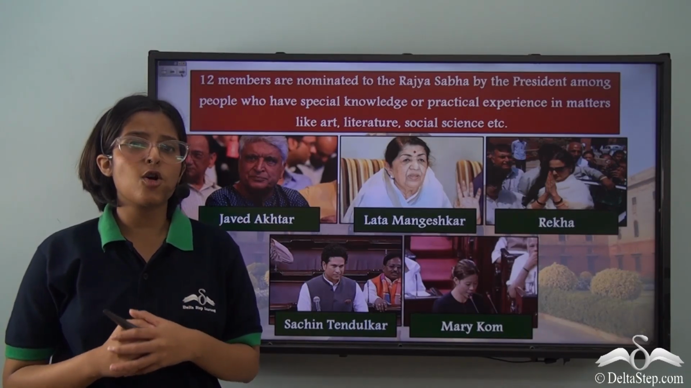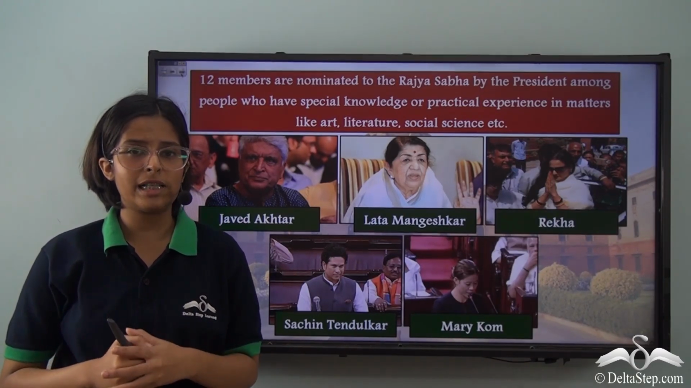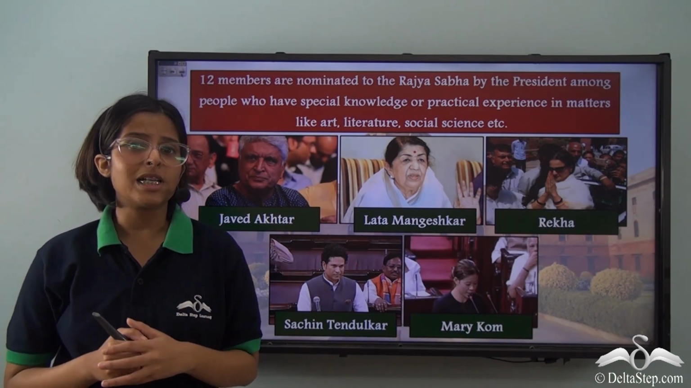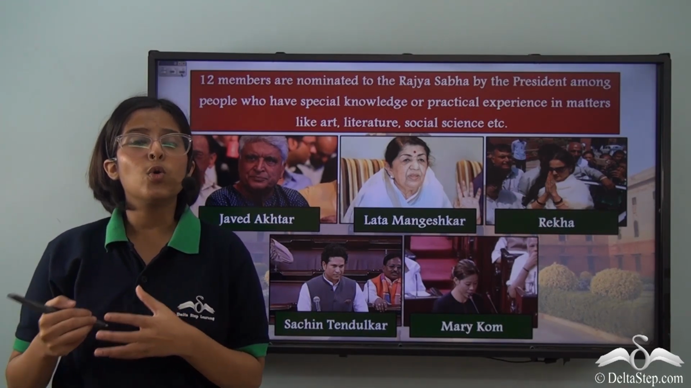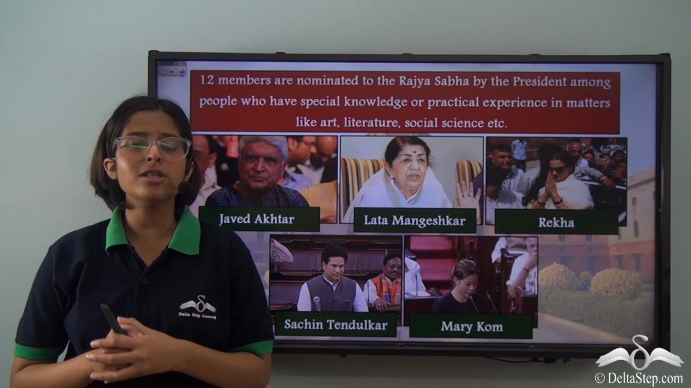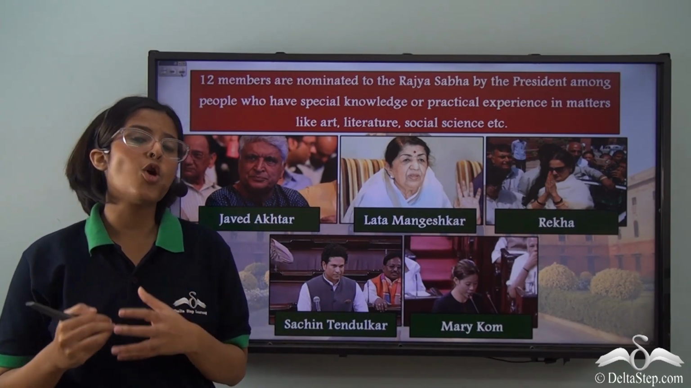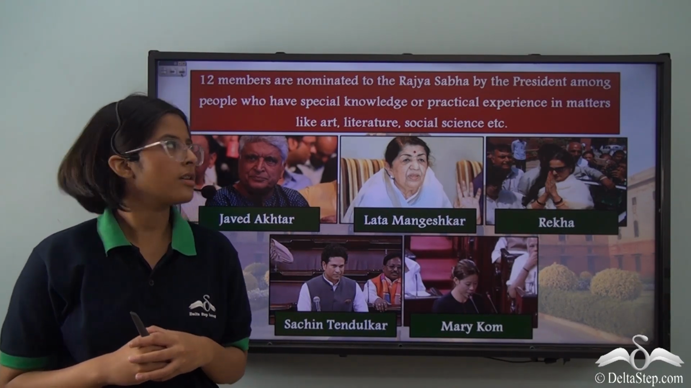Remember how we had talked about how only the elected members vote for the presidential election and not the nominated members? Well, that might be because the president is himself the one who nominates these members to the house. So the president has certain nominal powers. He nominates certain members to the house.